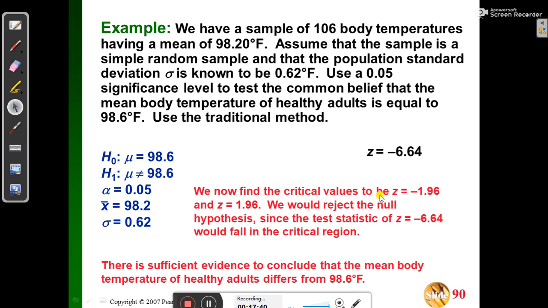We now find the critical values to be z equals minus 1.96 and z equals 1.96. We would reject the null hypothesis since the test statistic of z equals minus 6.64 would fall in the critical region. So obviously that value falls in the critical region. Also, this is the limit, or the critical value, whether positive 1.96 or negative 1.96. So that is why we can reject the null hypothesis. There is sufficient evidence to conclude that the mean body temperature of healthy adults differs from 98.6.